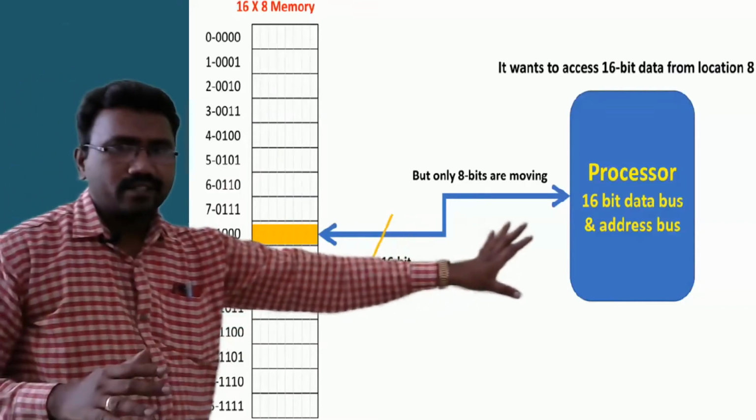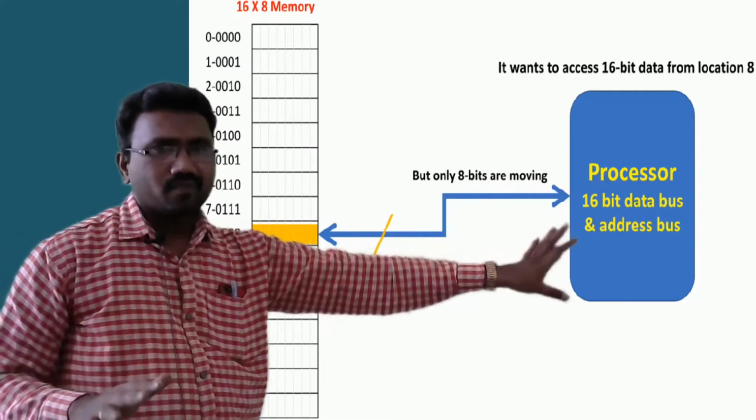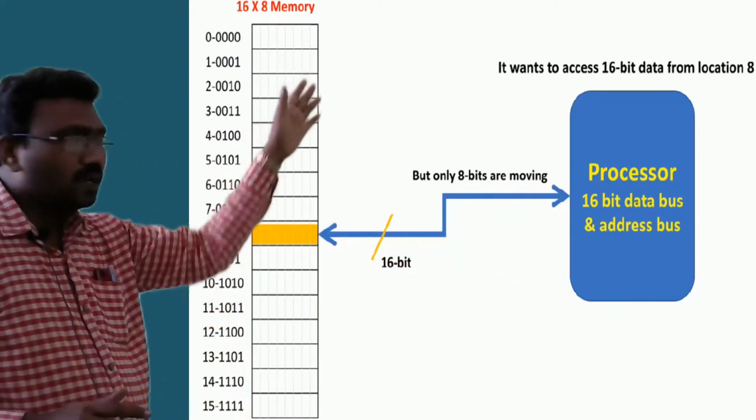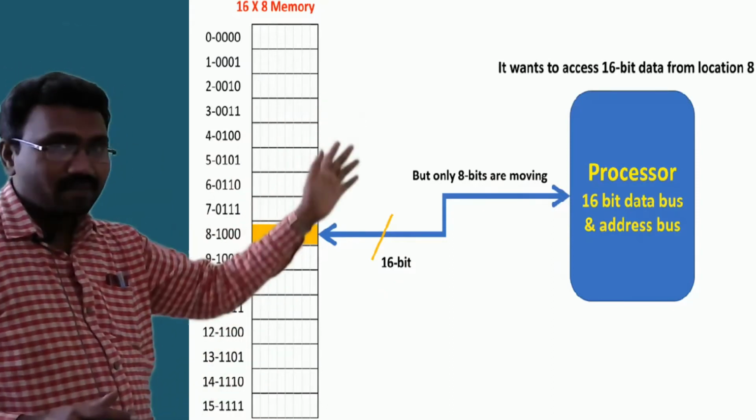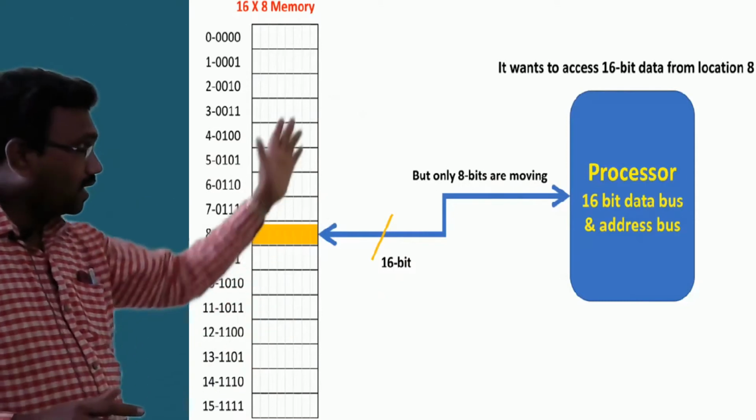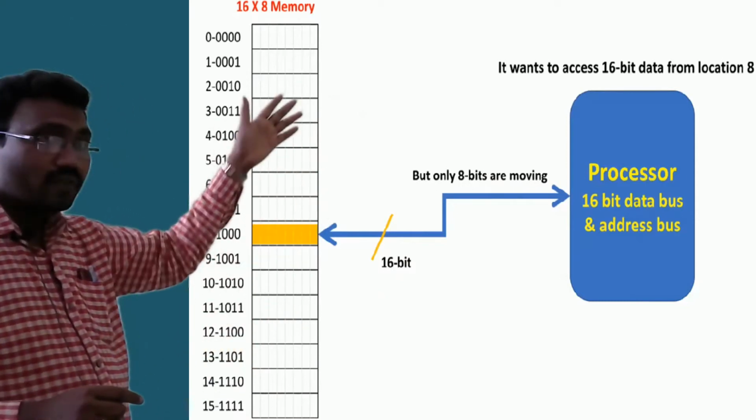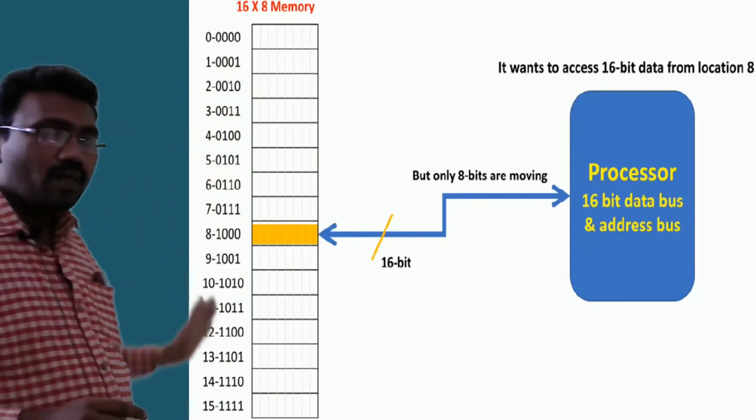It is not an 8086 microprocessor. Consider one processor whose data bus width is 16. But here the total memory size is 16 by 8. Total number of locations is 16, and the size of each location is 8 bits. That means the entire memory is available in a single chip. The locations are addresses 0, 1, 2, 3 and so on up to 15.